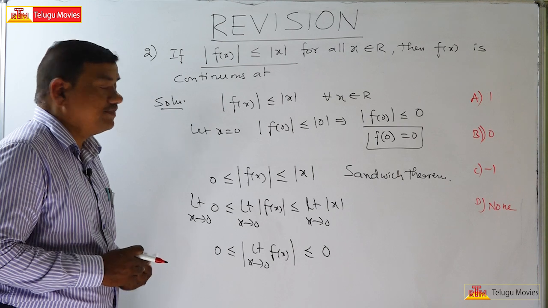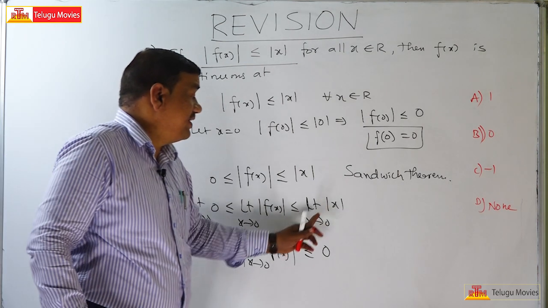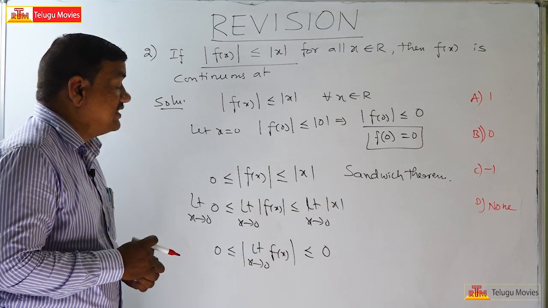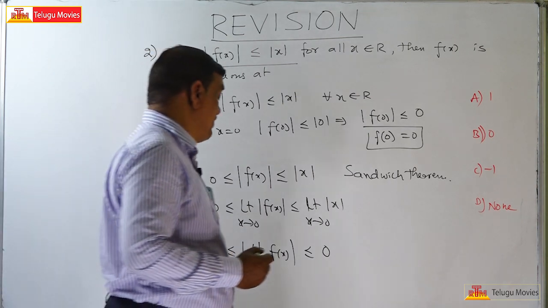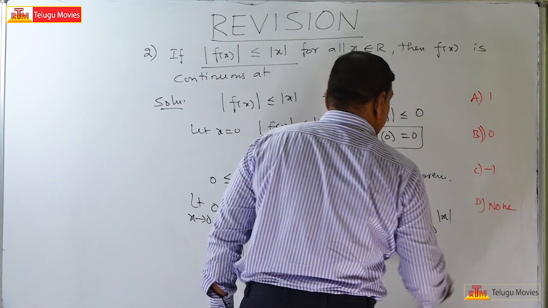So let us see this. So actually the limit as x tends to 0 of mod x, so this is equal to, it does not exist. The limit as x tends to 0 of mod x value is equal to how much?